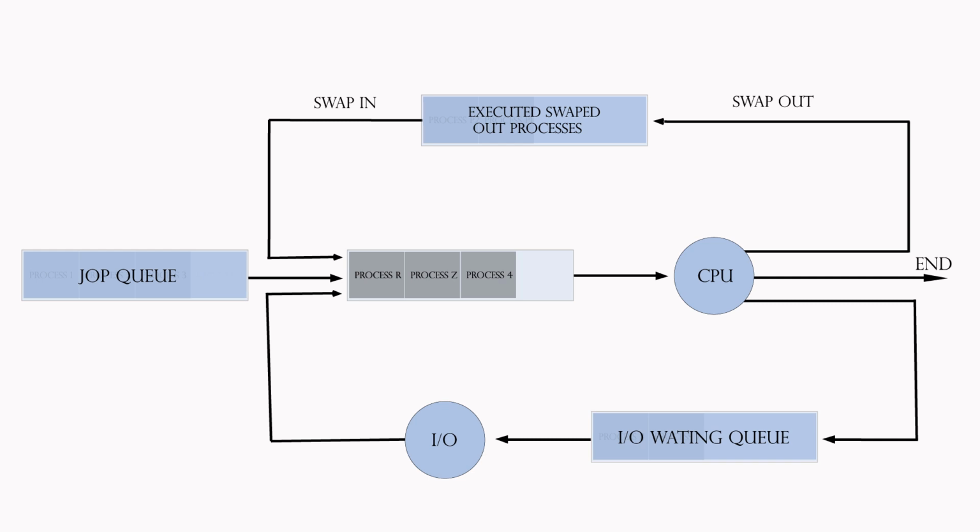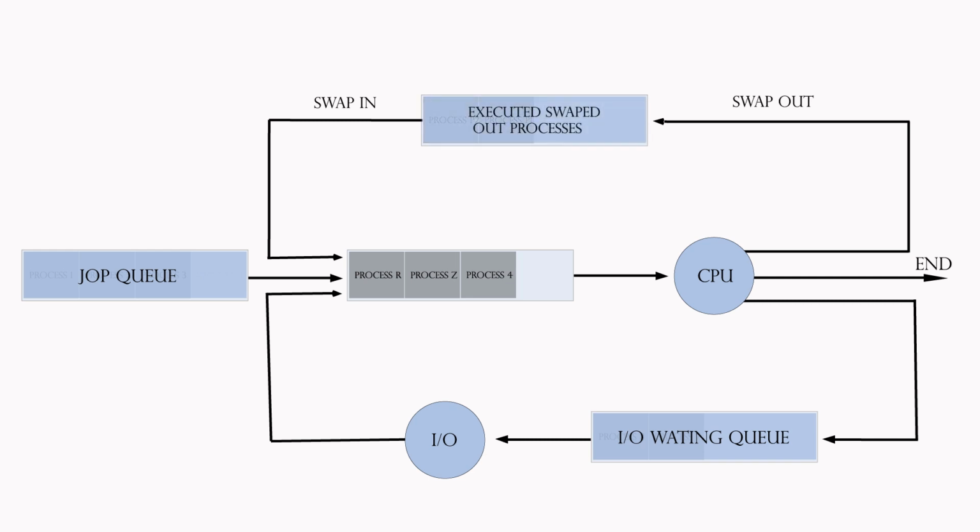Another thing that could happen is that a process comes from the ready queue and is assigned to the CPU for execution, and at the same time a high priority process comes to the ready queue. So the process that was executing will get swapped out and goes to the swapped out processes queue. After that it gets swapped into the ready queue and waits to be assigned again.